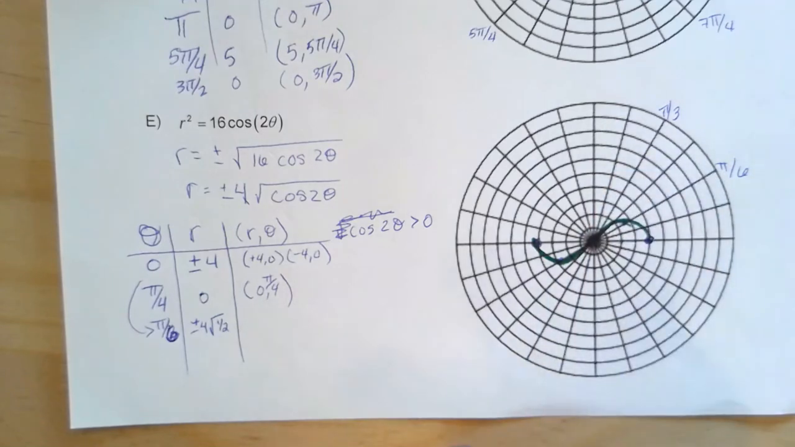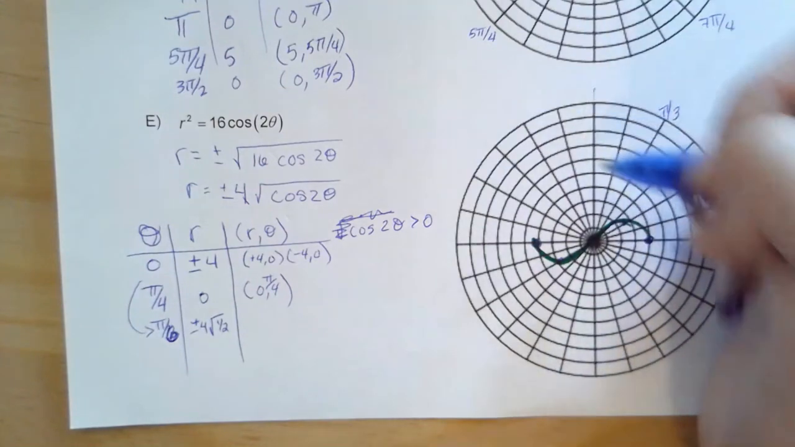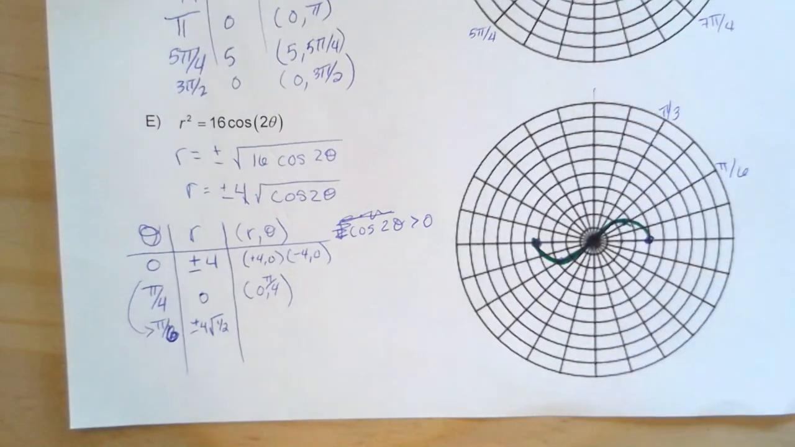Let's try pi over 2. Well, cosine 2 pi over 2, well, 2 pi over 2 is pi. Cosine of pi is -1. Wait, we're back to a -1. So this doesn't work either, right? Pi over 2 doesn't work.